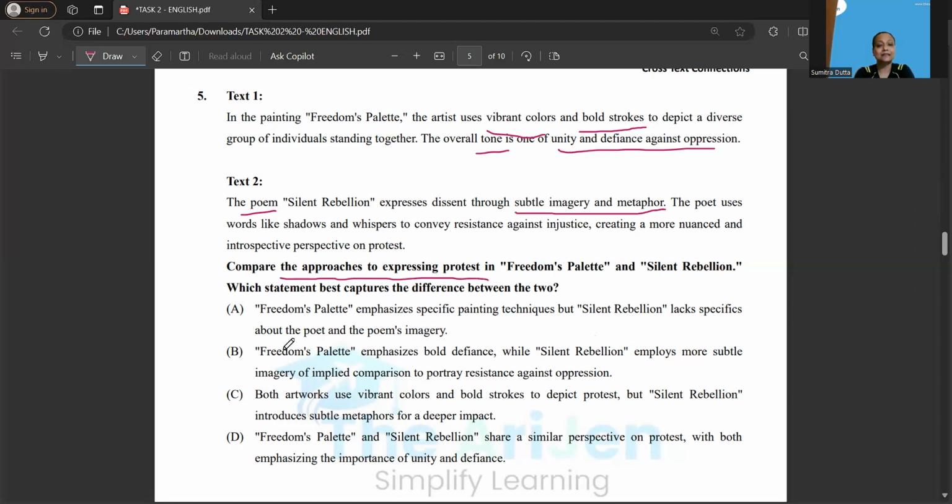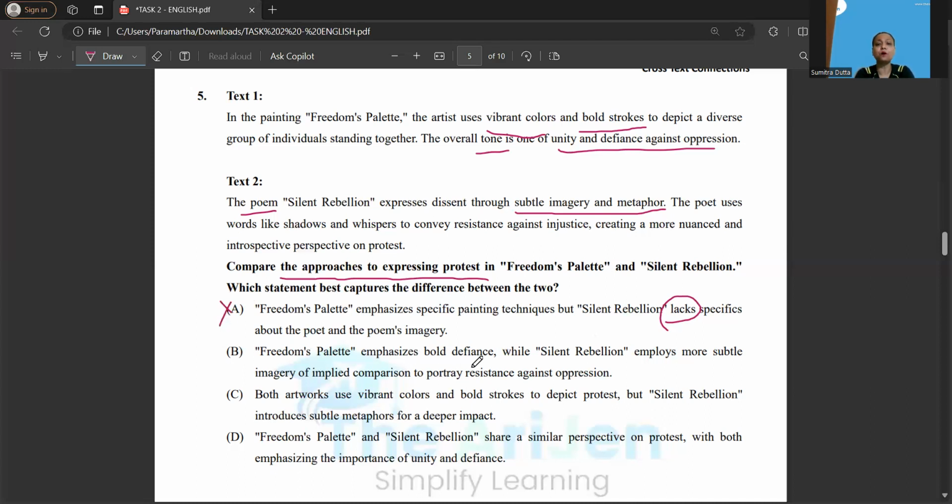Number A, Freedom's Palette emphasizes specific painting techniques, but Silent Rebellion lacks specifics about the poet and the poem's imagery. This is completely misinformation. This information is not provided. It doesn't lack. It used imagery. It used some words to highlight the idea. So this cannot be the answer.